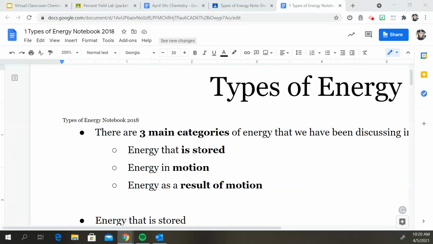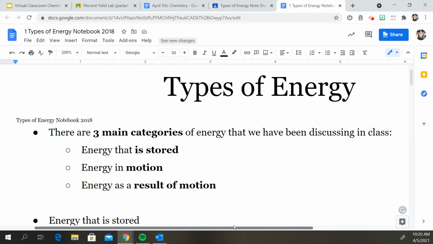So there are three main categories of energy that have been discussed in this class, which we haven't really discussed entirely. You guys did kind of play around with them in the skate park simulation we did before break. But there are three types of energy that we will be discussing. Those three main categories are energy that is stored, energy in motion, and energy as a result of motion.